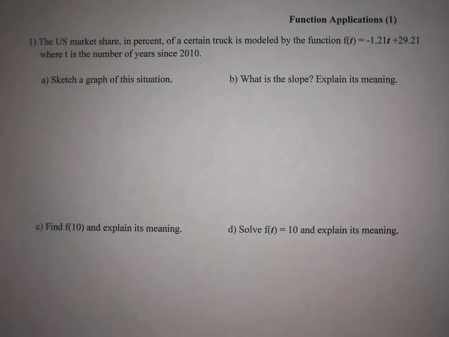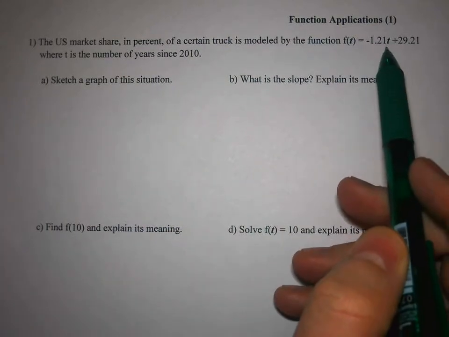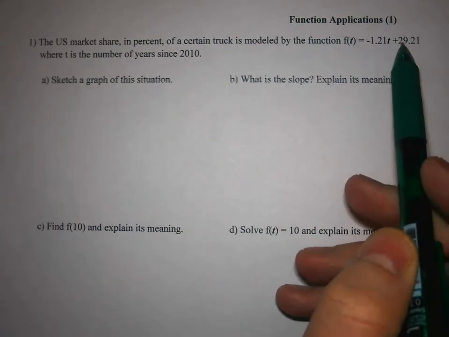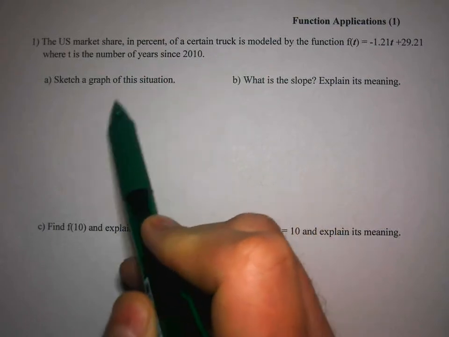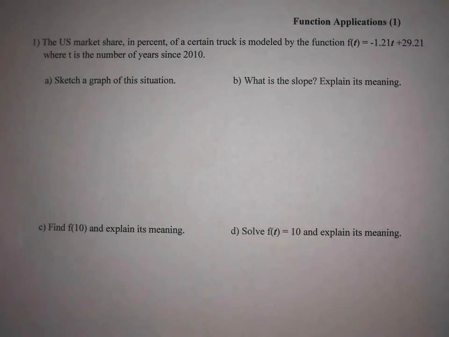So looking at application of functions, where we have word problems, and we're asked to interpret the word problems and use function notation within those word problems. Number one, we have the U.S. market share in percent of a certain truck is modeled by the function f of t equals negative 1.21t plus 29.21, where t is the number of years since 2010. So sketch a graph of this situation.